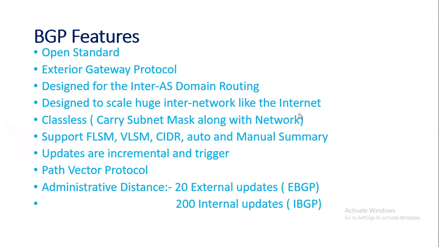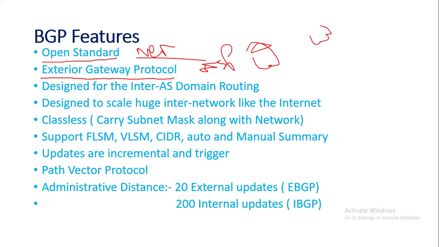It is an open standard that you can run on Cisco and non-Cisco devices as well, so any device can be used. It is an open standard and an external gateway protocol. That means it is mainly used by ISPs because they need to maintain multiple AS numbers and connect to each other. They need an exterior gateway protocol, so they are using BGP.